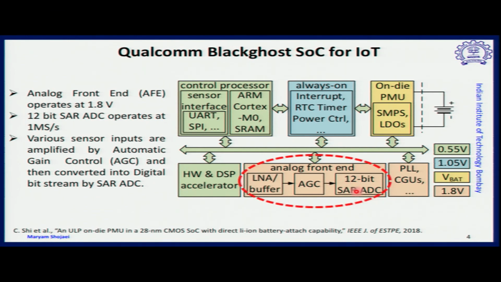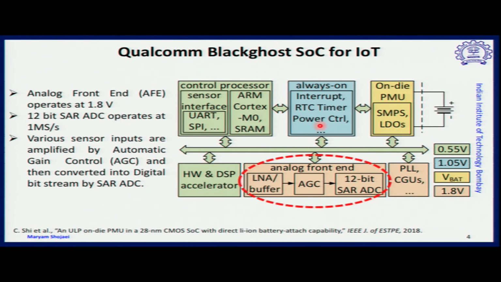This part operates at 1.8 volt because analog and mixed signal modules like the ADC show better signal to noise ratio and better linearity at higher levels of supply. That's why here they are operating at 1.8 volt. Also, some other mixed signal modules like PLL and clock generator units all operate at 1.8 volt. And finally, the timer and controller are operating at 1.05 volt and they are always on.